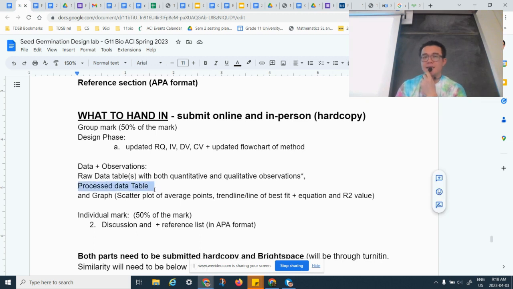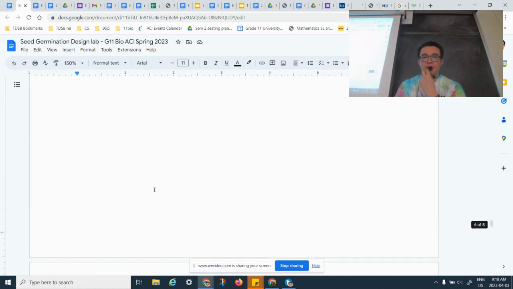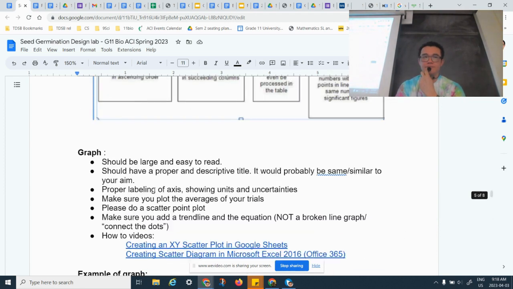Now, your process data table. What do you need to do for your process data table? A couple of things. I'm going to go back up here.